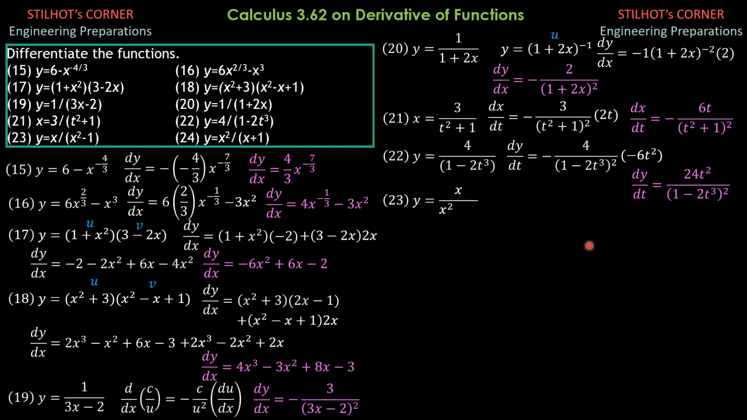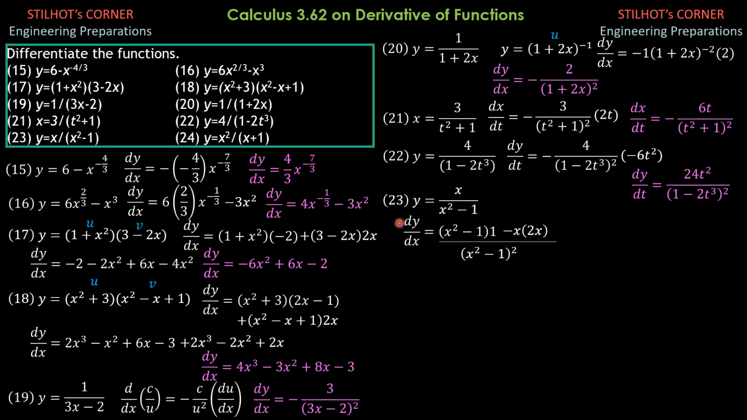Then 23, y equals x over x squared minus 1. This is the derivative of a fraction u over v. So the guide is denominator times derivative of numerator minus numerator times derivative of denominator, all over denominator squared. So we use that guide. x squared minus 1, times the derivative of the numerator, which is 1. Then minus the numerator, which is x, times the derivative of the denominator, which is 2x. So x squared minus 1 minus x times 2x, all over the square of the denominator, quantity x squared minus 1 squared.